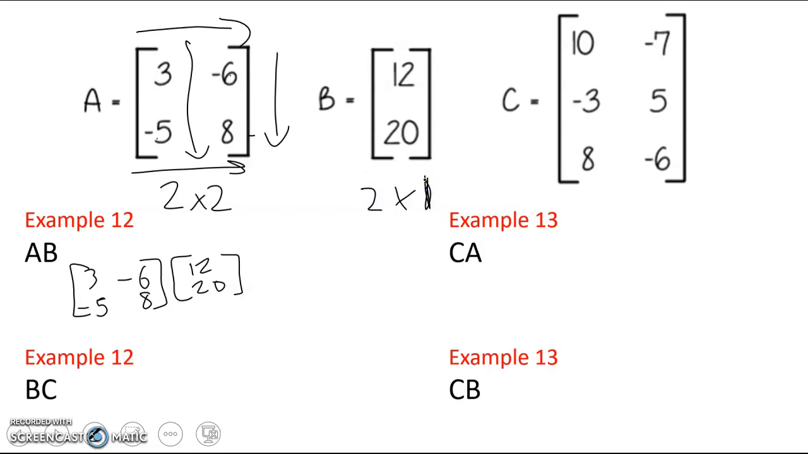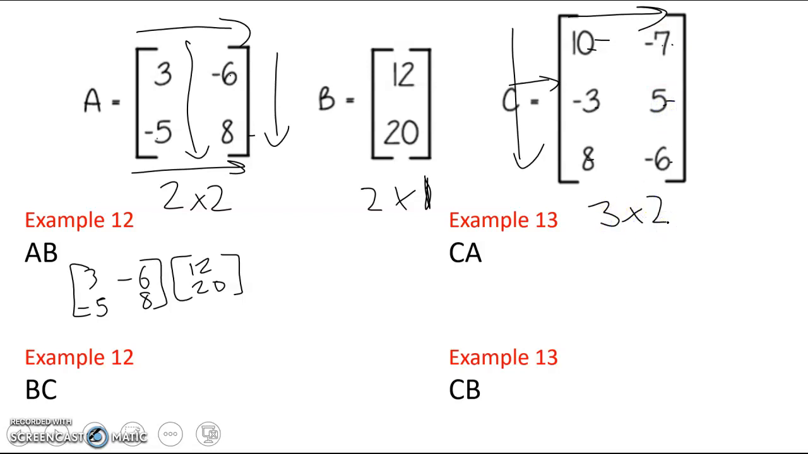And then C, the last one here, we have 3 sets of numbers going from left to right: the 10 and the -7, the -3 and 5, then 8 and -6. And then 2 sets of numbers going up and down, which are our columns: the 10, the -3, the 8, and then the -7, the 5, and the -6. So this is a 3 by 2 matrix.